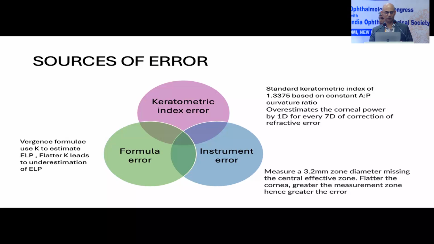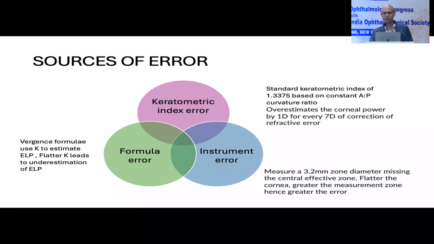One is the formula error. Vergence formulas use K to estimate the effective lens position. Flatter Ks lead to underestimation of the ELP and vice versa. Keratometric index error. The standard keratometric index of 1.3375 is based on the constant anterior-posterior ratio of the cornea, which is obviously altered, especially in ablative refractive surgeries.